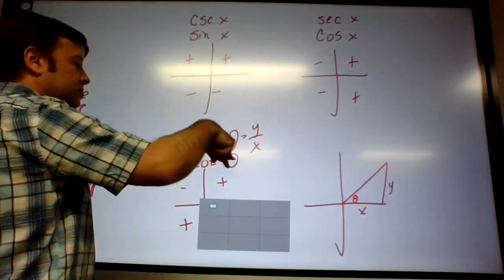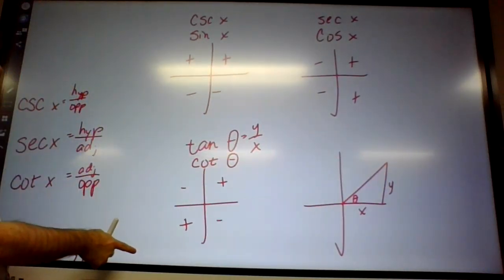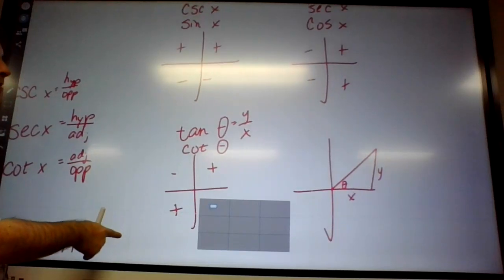Did you guys write those tables down? These three? I don't know if table is the right word, but picture.